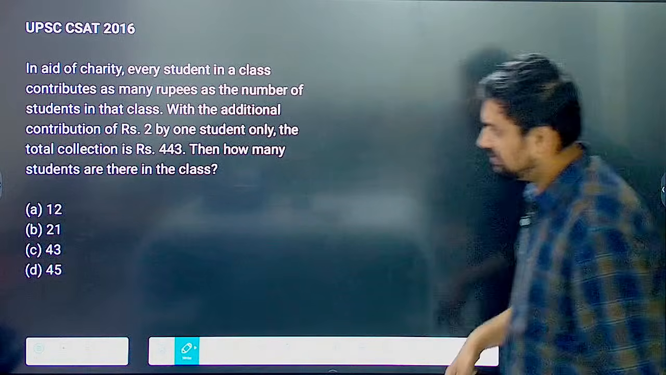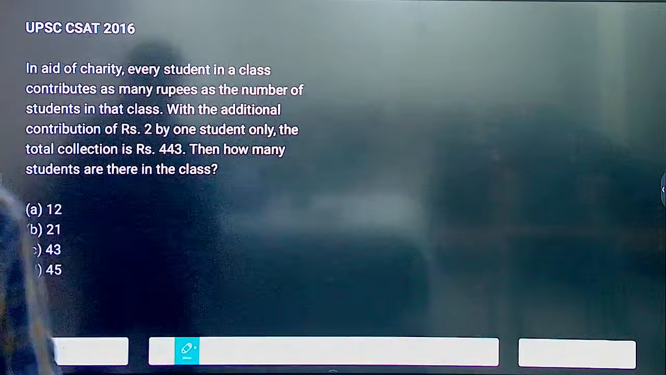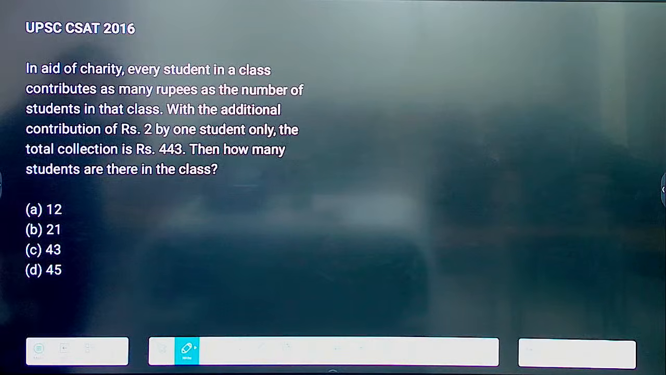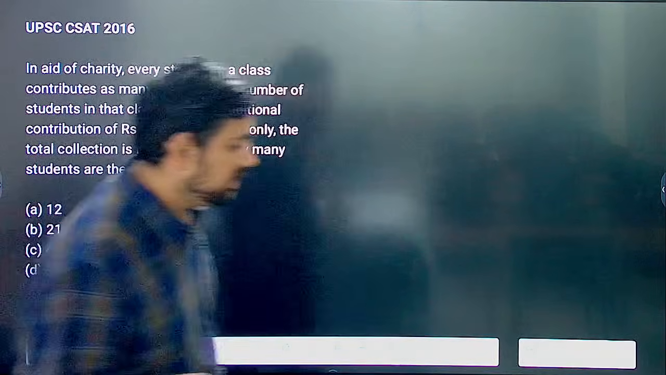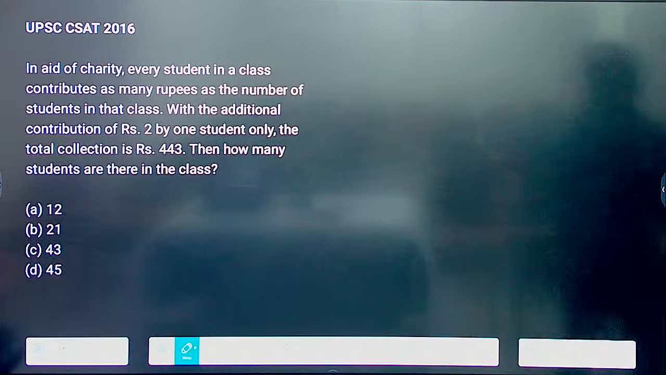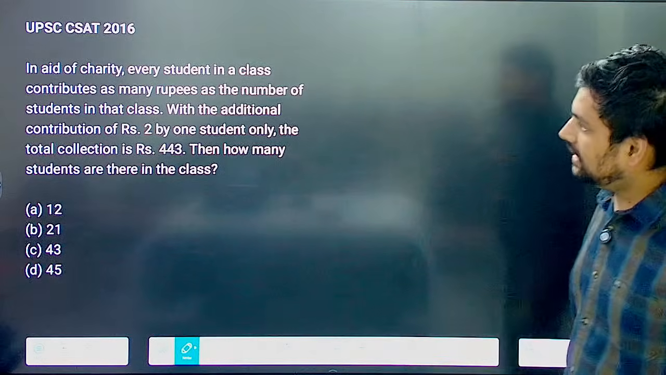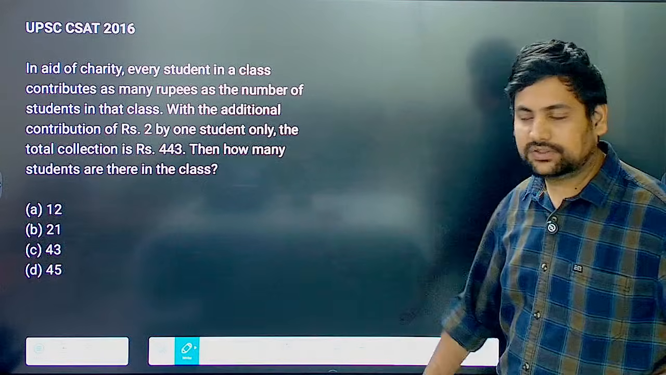Okay, then, this is an easy question. Do it. Very simple. Every student contributes as many rupees as there are students in the class.